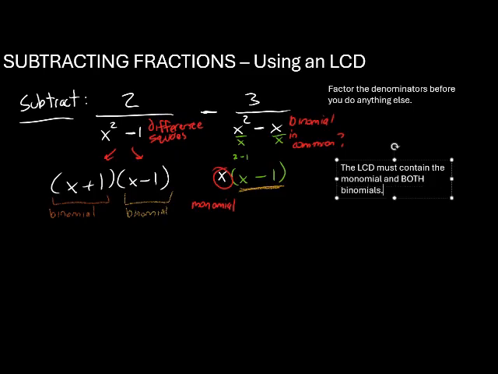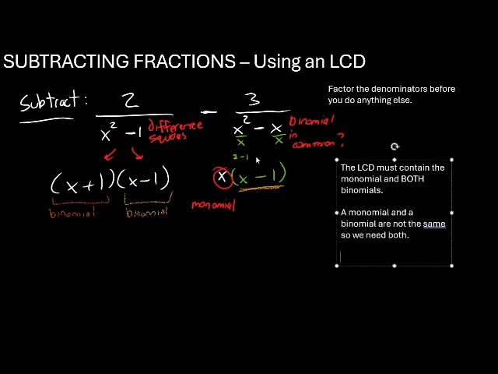It will not be enough to write one binomial or the other. We have to write both binomials. Even though the only difference between them is that there's a sign change, that is enough to where we'll still have to write both of them. However, it's still not enough just to write the binomials. We have to put the monomial in there with it, because a monomial and a binomial are not the same thing.